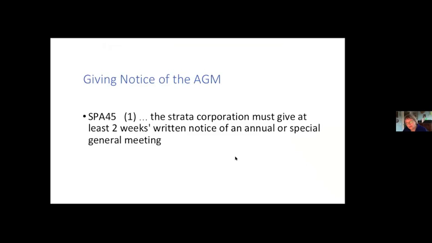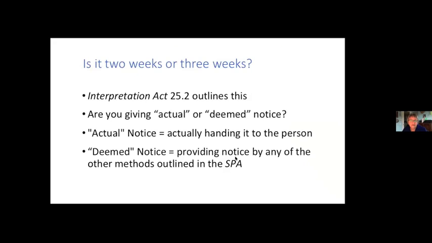But what you also have to pay attention to is the Interpretation Act. The Interpretation Act is a very long, to me very confusing act. I haven't studied it like I've studied the Strata Property Act, but the Interpretation Act talks about different ways of giving notice and different meeting dates. So first you need to know, are you giving actual notice or deemed notice? Actual notice is if you're actually handing it to the person. Deemed notice is providing notice by basically any other method.